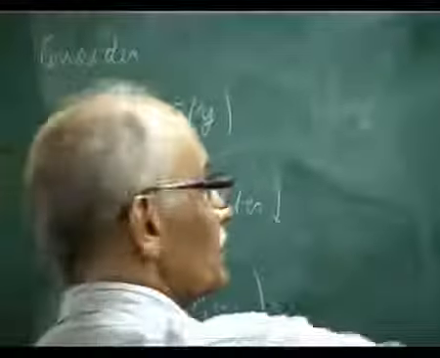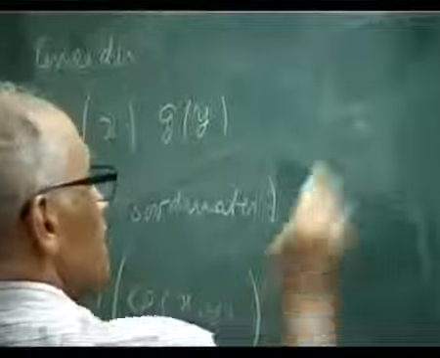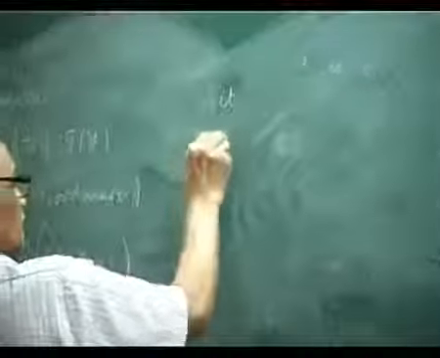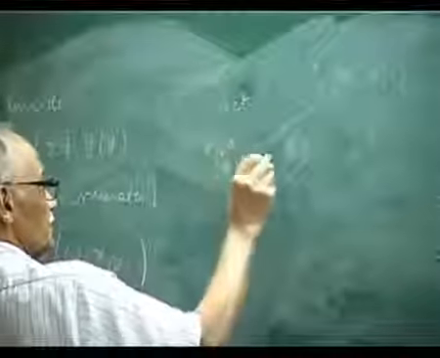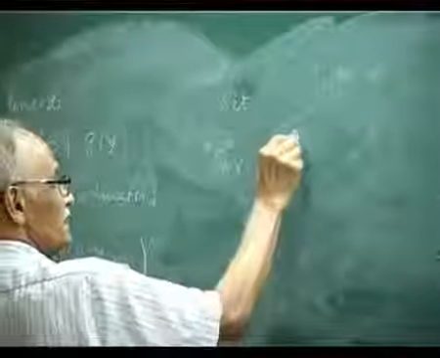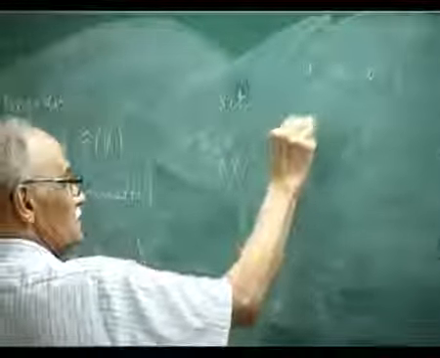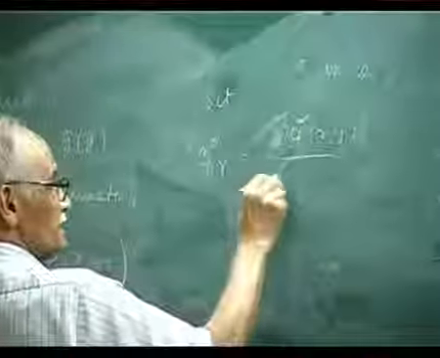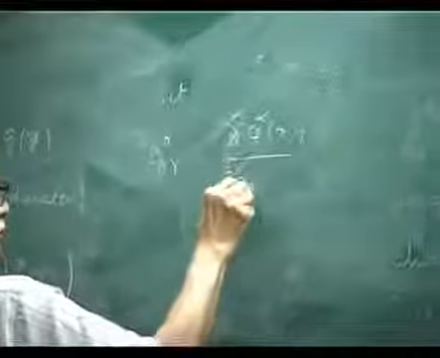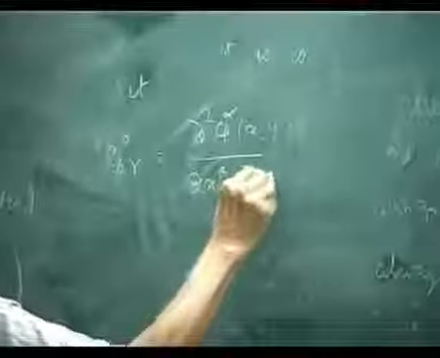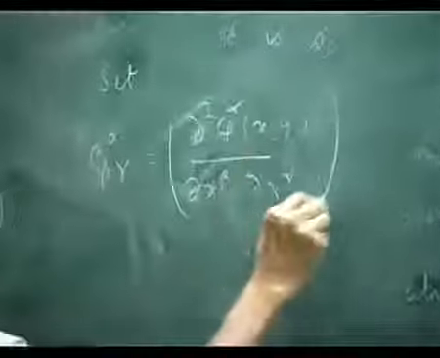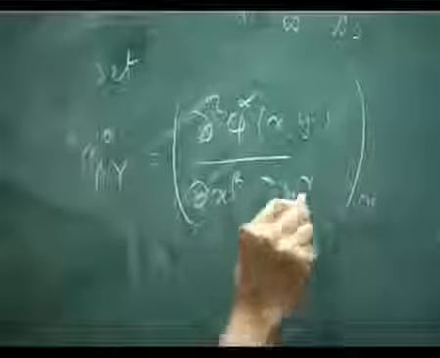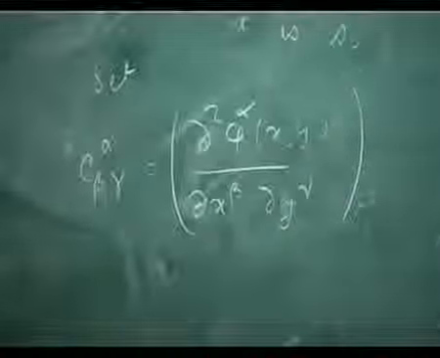Now set C alpha beta gamma as the second derivative of phi alpha of x, y, with respect to x beta and y gamma, evaluated at x and y equal to 0.